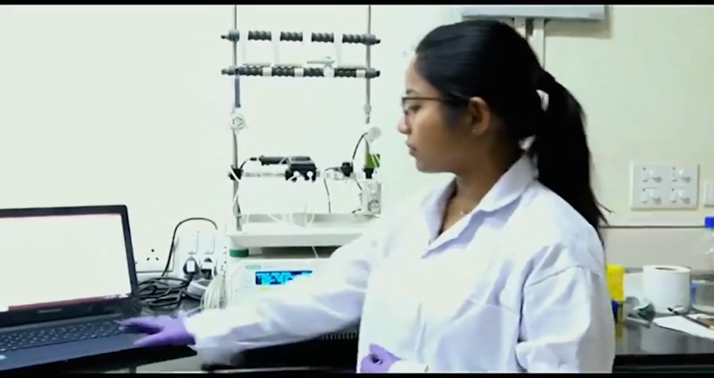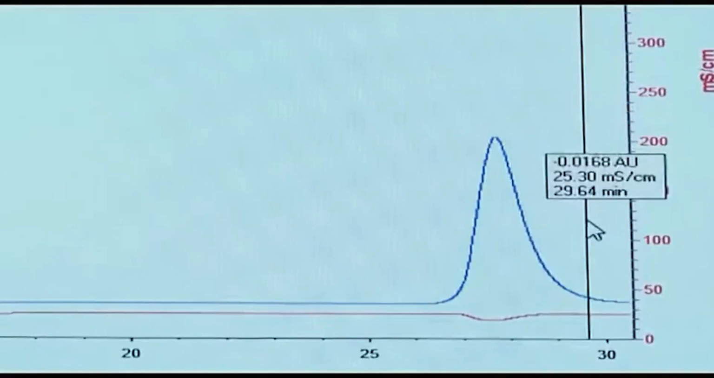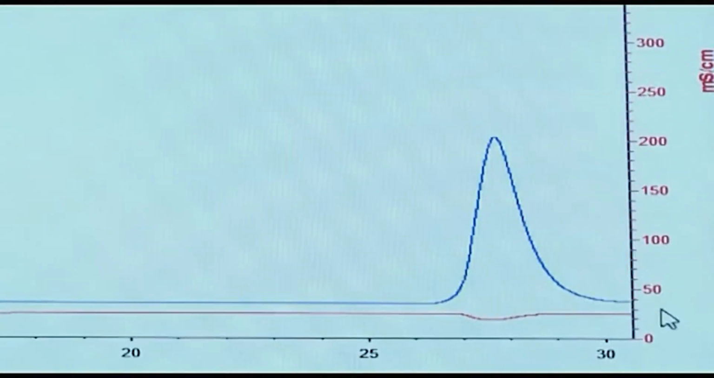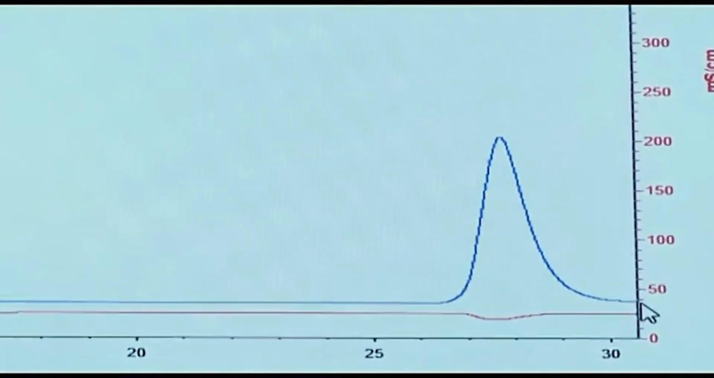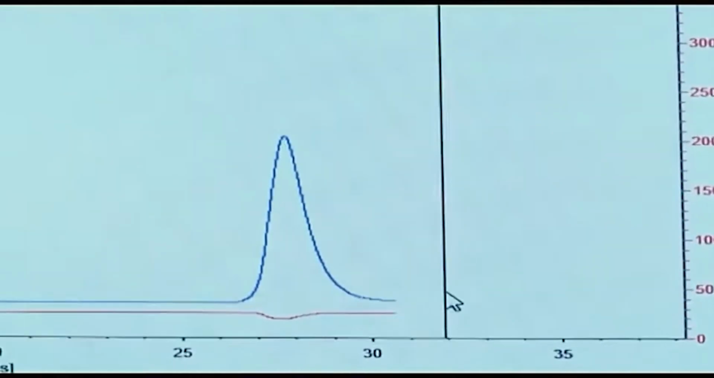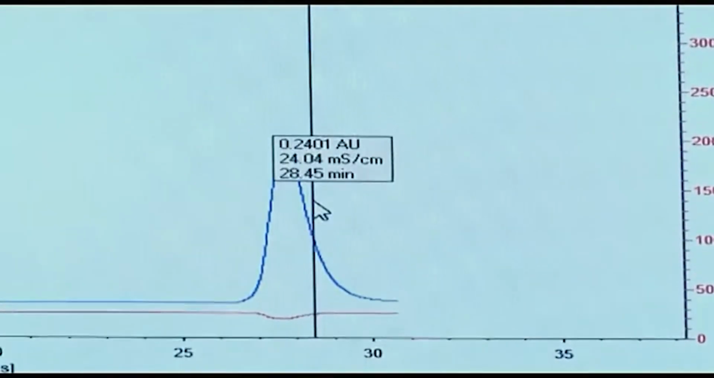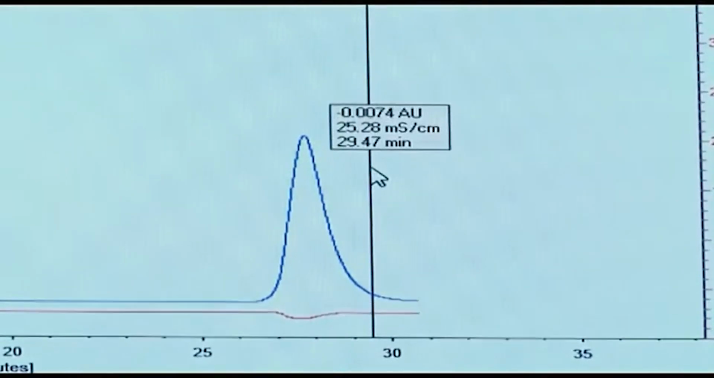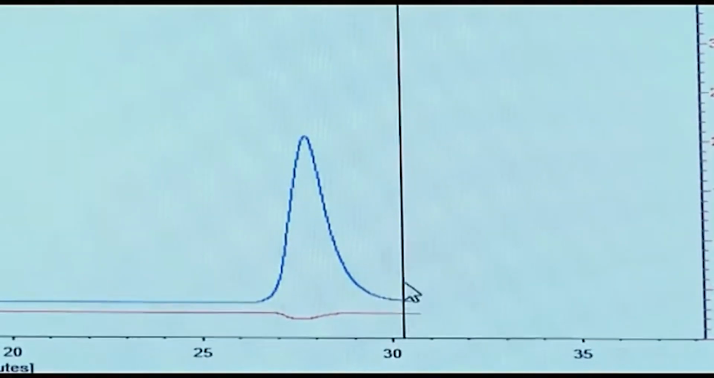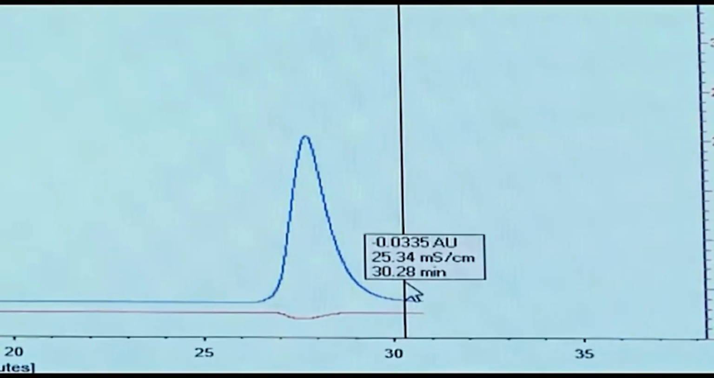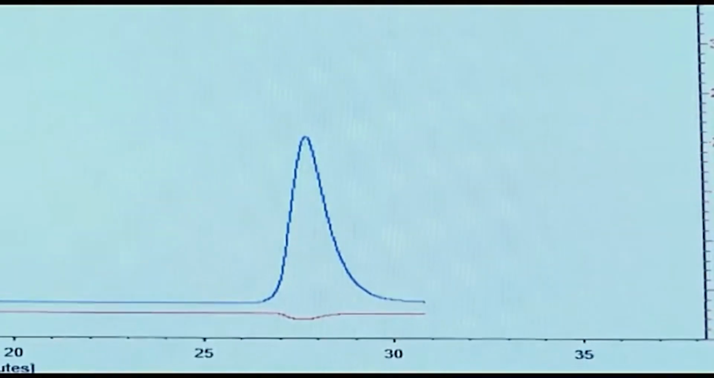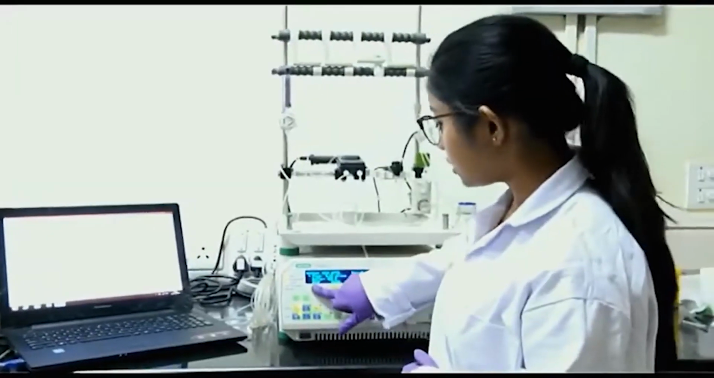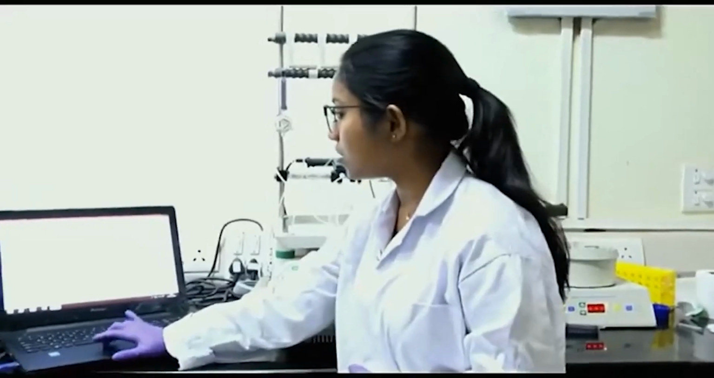So, now you can see this peak has gone down completely and it is becoming flat. At this particular stage, the other contaminant proteins have come out from this column and my protein is supposedly stuck inside the column. So, now what I will do is stop this run, and here also I will stop it.